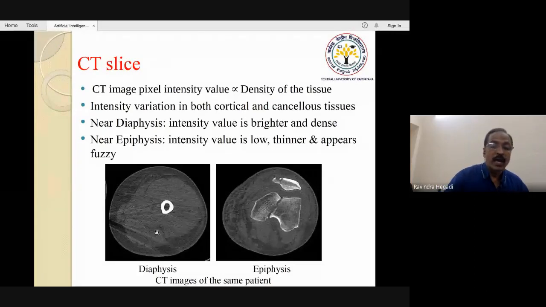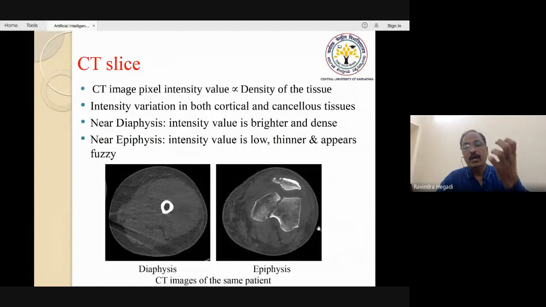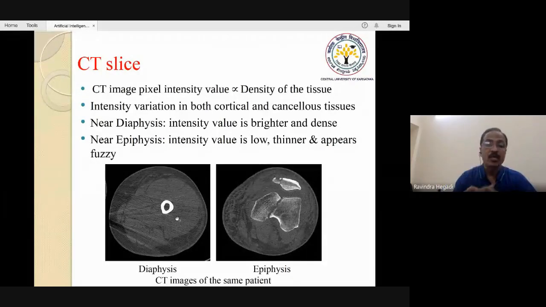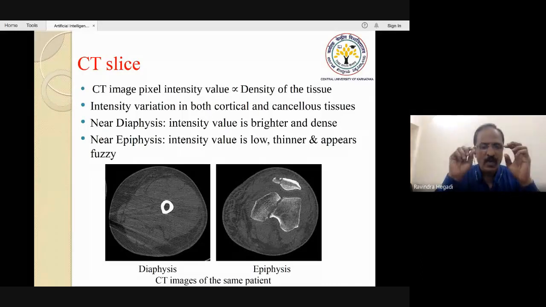So, diaphysis and epiphysis. In the epiphysis we have the hollow region also. That's why it is not looking so dense. The diaphysis is a very hard part. That's why it is entirely looking very white.